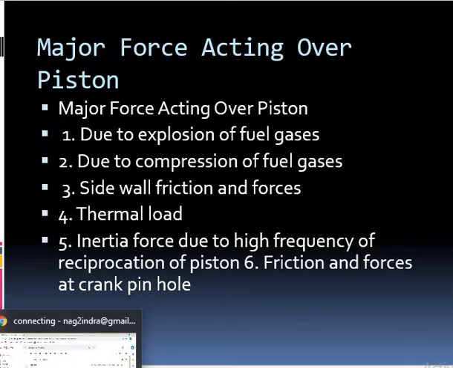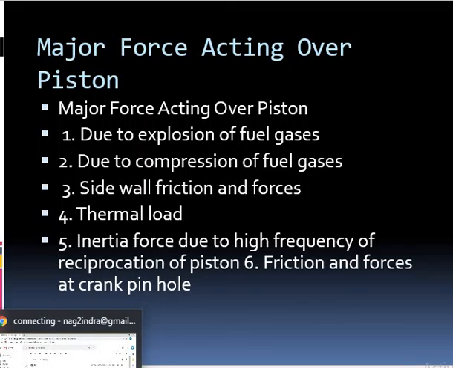The other is called side wall friction. Whenever the piston moves from top to bottom, it touches the cylinder walls. That force is called frictional force, or side wall friction. These two forces act on the piston.